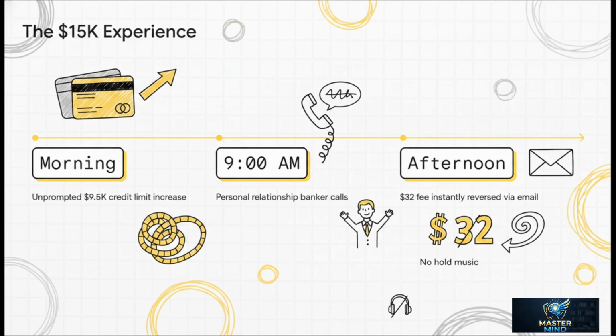In the morning, you log into your app and realize your credit limit was just bumped from $4,000 to $9,500, completely unprompted. The bank just decided to give you more rope. Then, by 9 a.m., your phone rings, and it's an actual human being. It's your newly assigned personal relationship banker calling just to introduce themselves and discuss your financial goals.